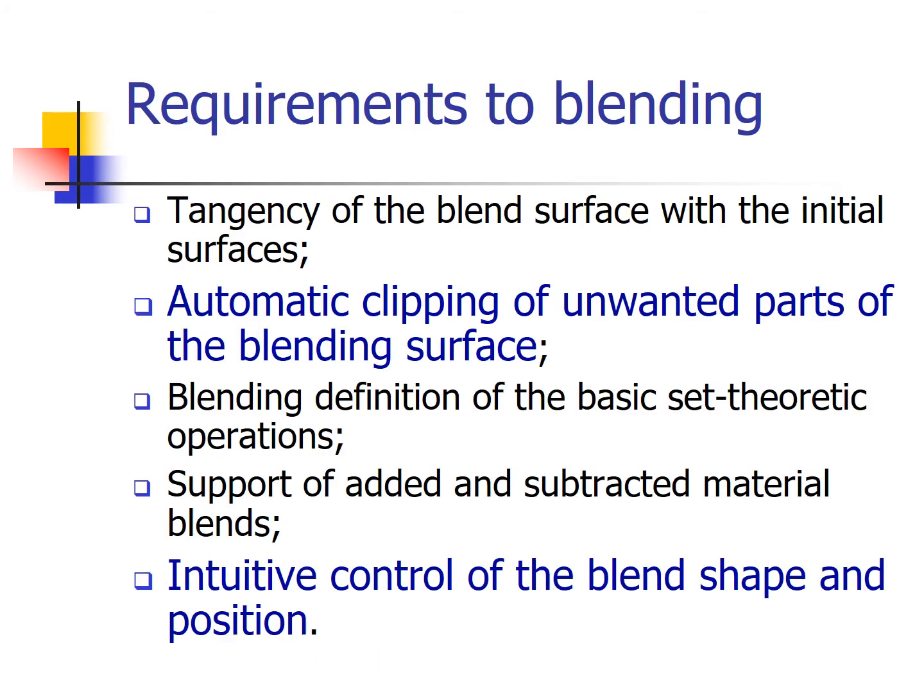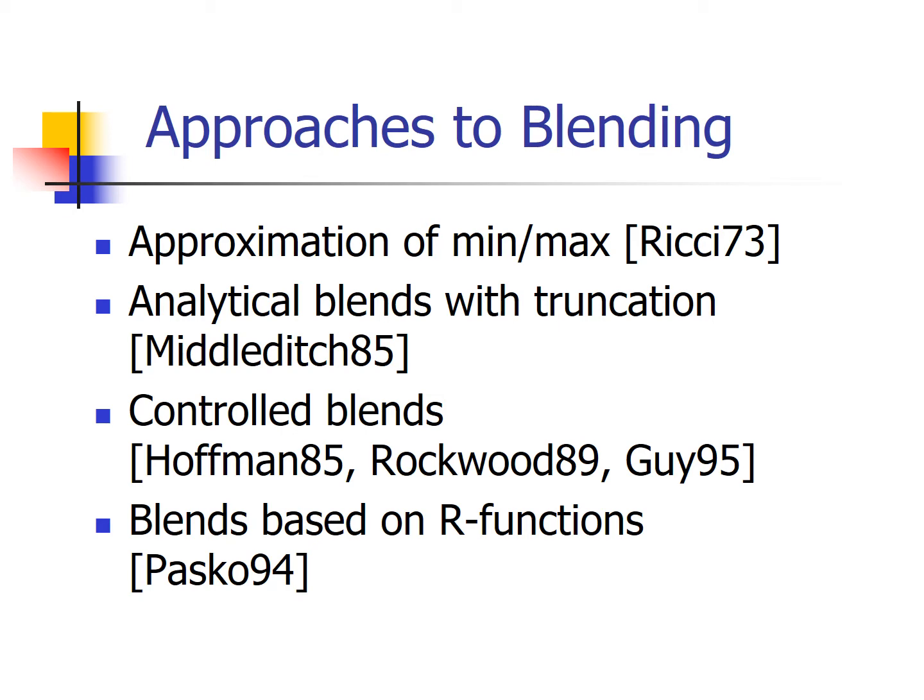For controlled blending operations, there are the following requirements: tangency of the blend surface with the initial surfaces, automatic clipping of unwanted parts of the blending surface, blending definition of the basic set theoretic operations, support of added and subtracted material blends, and intuitive control of the blend shape and position. You can see the list of existing approaches for blending operations: approximation of min and max operations, analytical blends with truncation, controlled blends, blends based on R functions. The last one we consider in more detail.